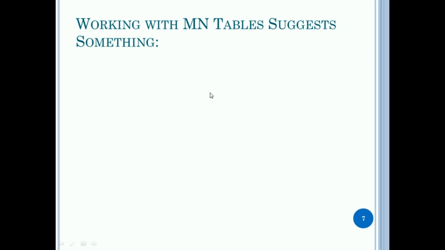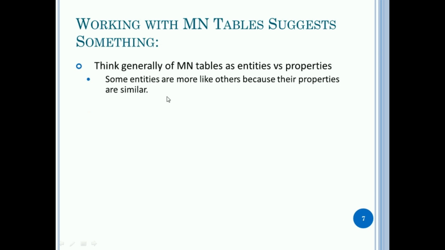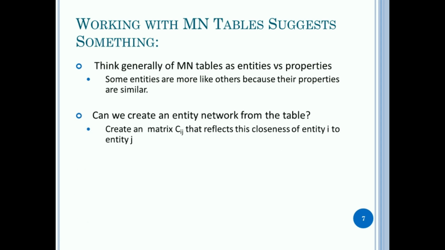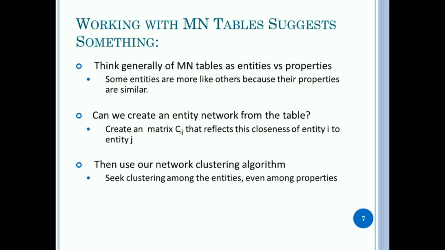And when we worked with these tables, it suggested something. I want you to think generally of a MetaNumber table as entities versus the properties of the entities. Some of those entities are more like others, like, for example, gold is more like lead, and gold is like hydrogen. So we began to ask if we can form a distance function, Cij, that reflects the distance between a pair of these elements. Then the C would define the network, and we could use our previous network research to study that network and its clusters. But we need a few preliminaries first.